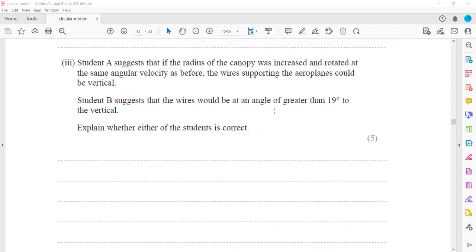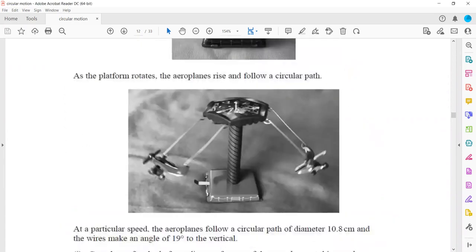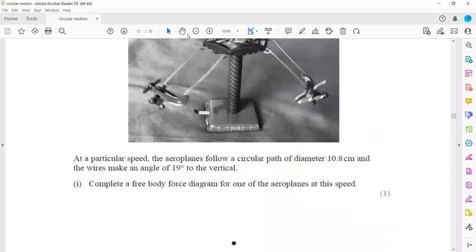Student A suggests that if the radius of rotation increases and it is rotating at the same speed, the wire supporting the aircraft could be vertical. Student B suggests the wire would be at an angle greater than 90 degrees to the vertical. Explain whether either student is correct. So, if it is vertical, the horizontal component will be 0. As it is rotating in this manner, there is no horizontal component.